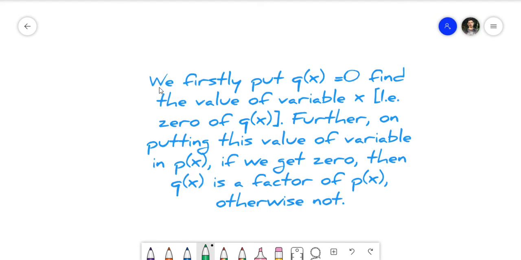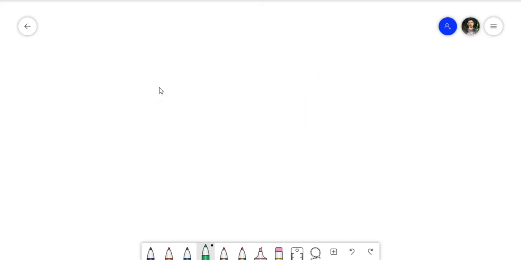We firstly put the q of x equal to 0, and find the value of variable x. Further on putting the value of variable in p of x, if we get 0, then q of x is a factor of p of x. अगर 0 मिलता है तो factor है, otherwise not. ठीक है. Let's do one example on this and then you can understand it properly. Example number 3.